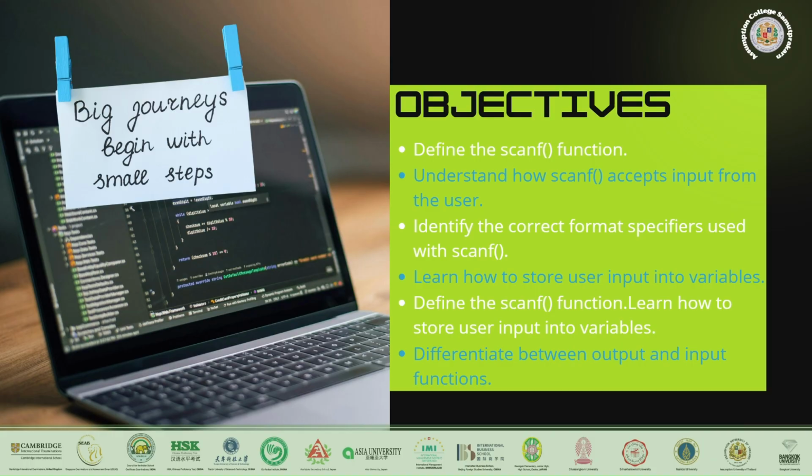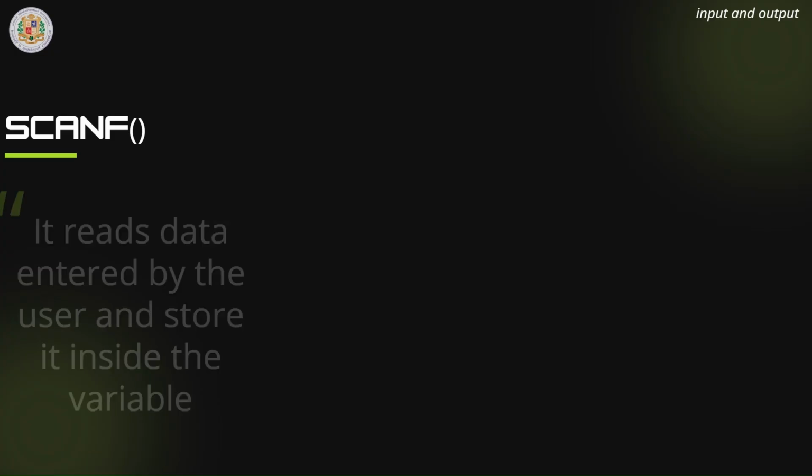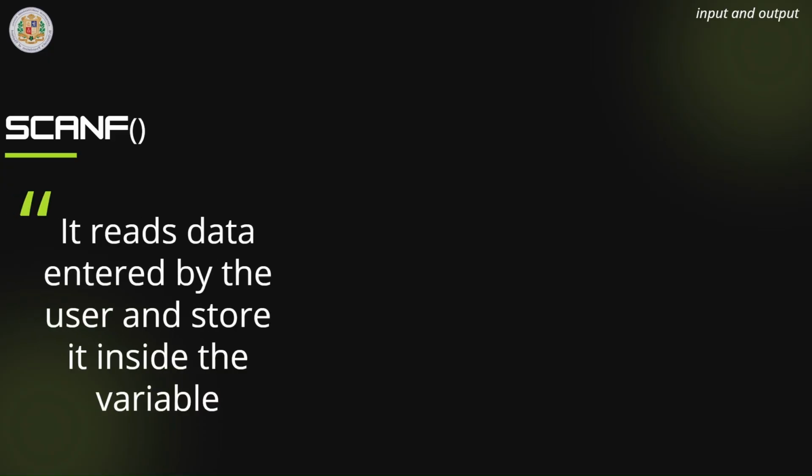We learned how to use the printf function, and how to use variables and data types to store information in a program. From this lesson, we will learn about the scanf function. The scanf function is an input function in C programming. It allows the program to receive data entered by the user through the keyboard and store it in variables. Just like printf, the scanf function uses format specifiers to identify the type of data being entered.